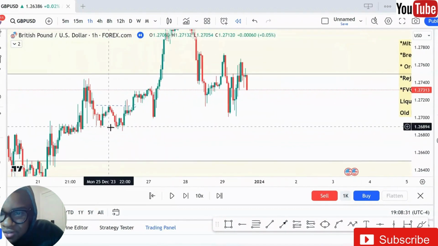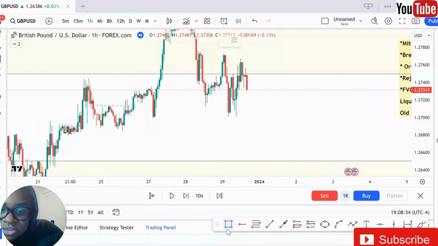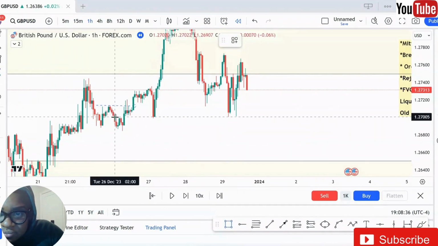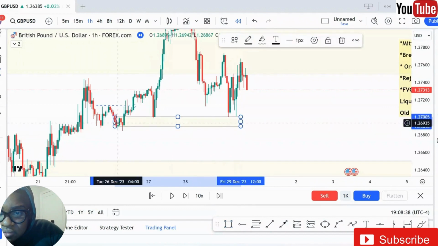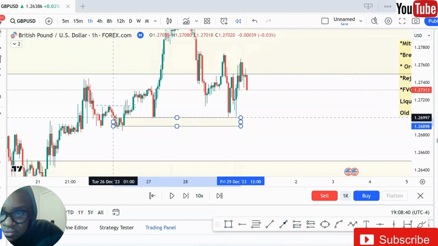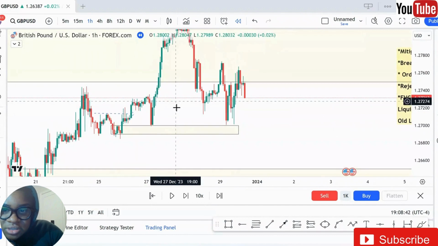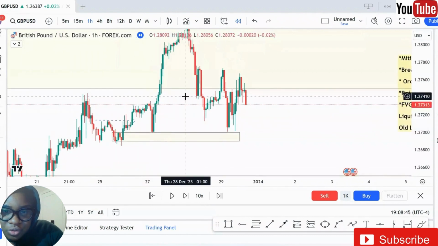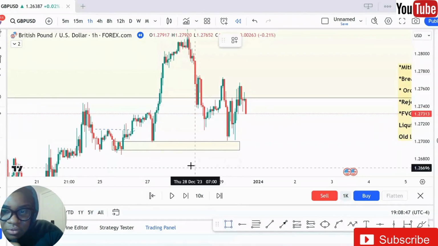I don't think I'll categorize it as a swing point, but some people take it as a swing point here, and the market reacted there. Do you see? It's a swing point. Then what happened? There was a break of structure here, making this an order block.